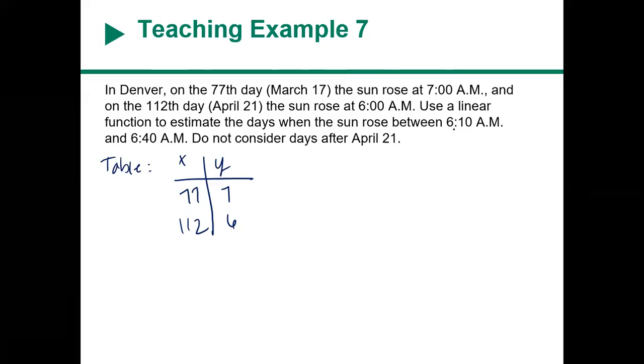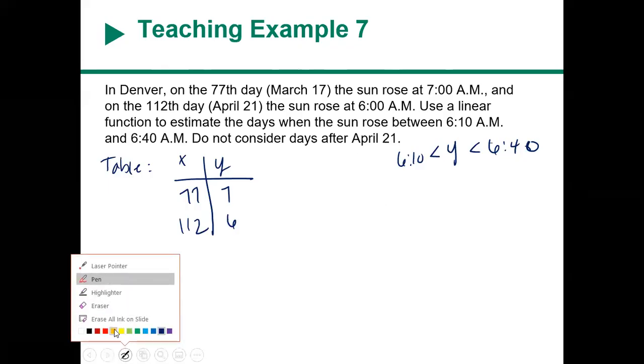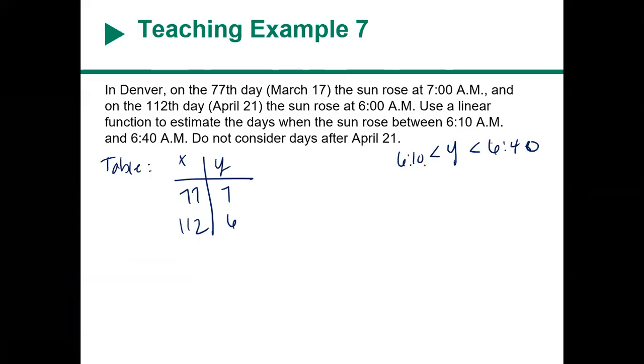Okay, and it wants us to find out when y is between 6:10 and 6:40. Now the thing is, when you're doing the linear equation, is it going to tell you minutes, or is it telling you in terms of a fraction of time? It's telling you in terms of fractions of time. So when I look at 6:10, this is 6 and 10/60. Does that make sense? Because it's 10 out of 60 minutes. And this is 6 and 40/60 because it's 40 out of 60 minutes.